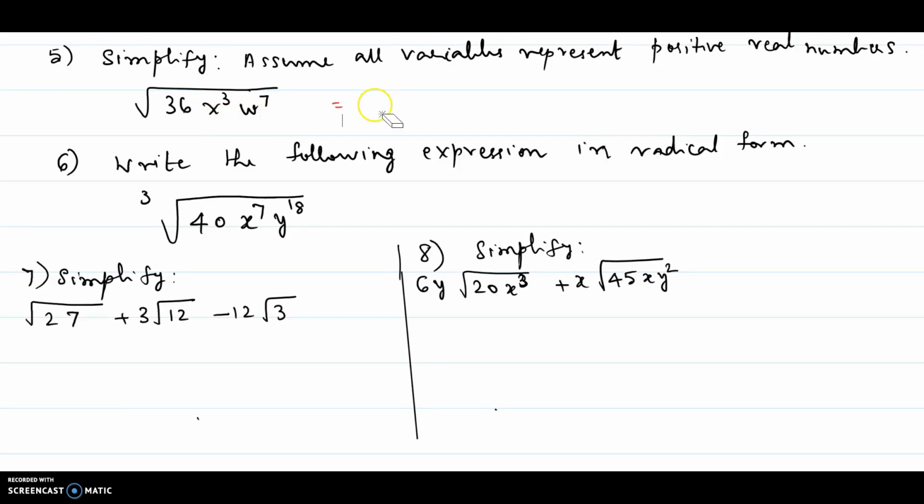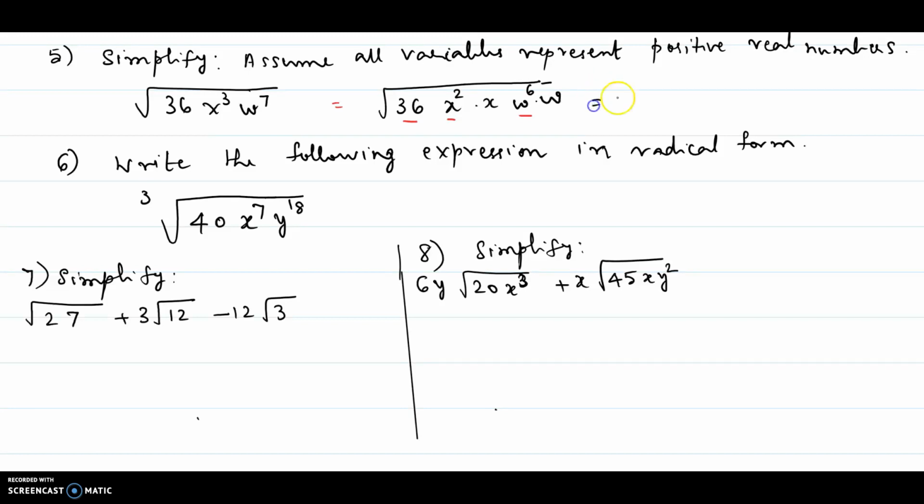We will rearrange the terms as follows. Square root of, we will leave the 36 as is, which is a square number. X cube we will write as x square times x. W to the power 7 we'll write as w to the power 6 times w. And then we will pick every square number and then we'll factor. We'll take the square root of the square number.